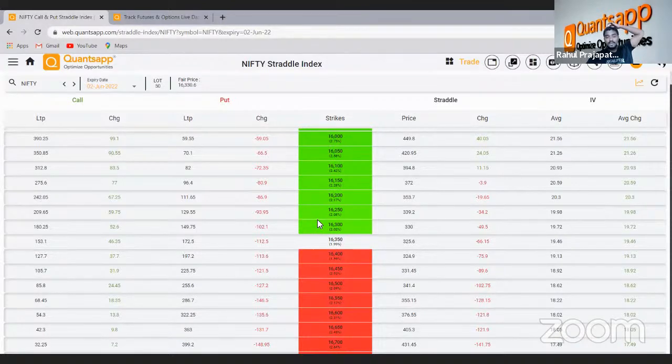The straddle index shows you all the premiums of all these strike prices, and the straddle premium also. Call and put have different premiums, and the straddle premium you will get in this. So you don't have to calculate it again and again. Simply go and check it here. If I want to create a straddle of 16,400, approximately that will cost me 324 rupees.